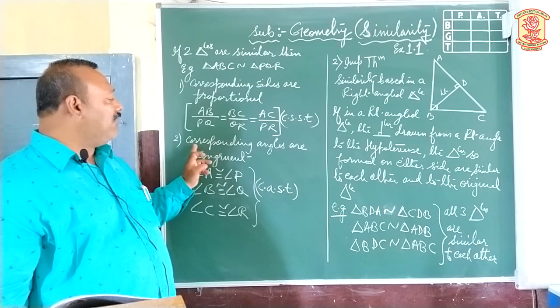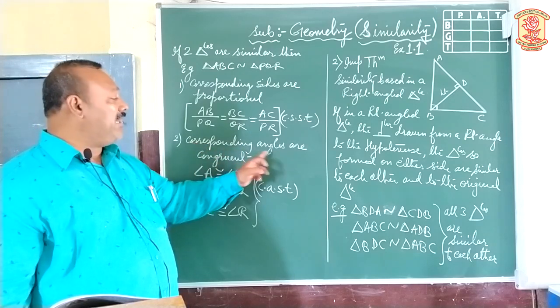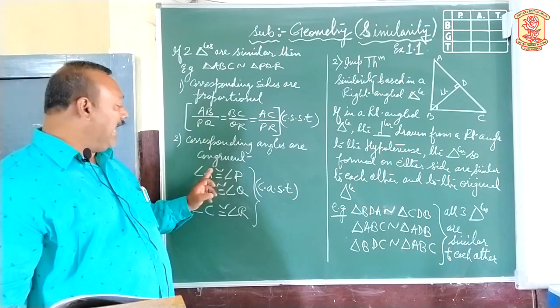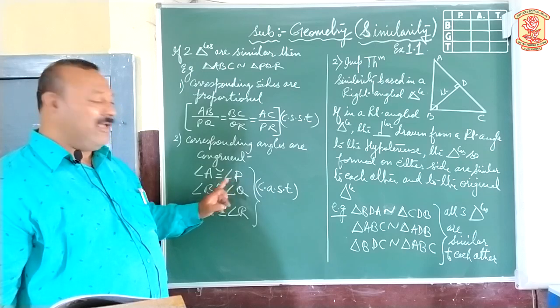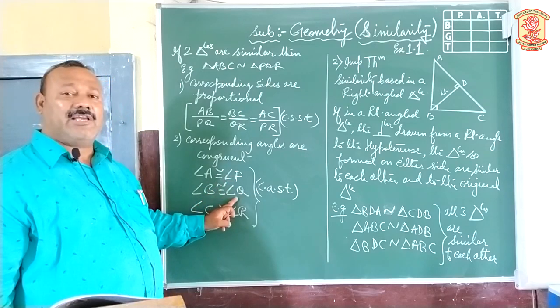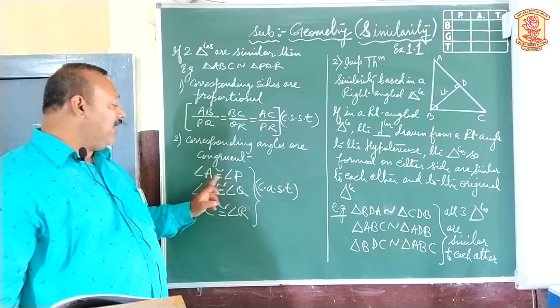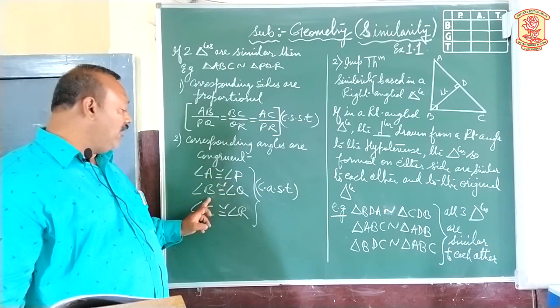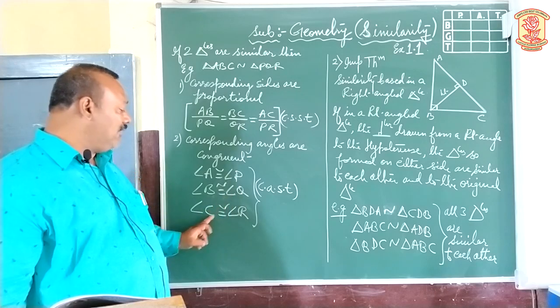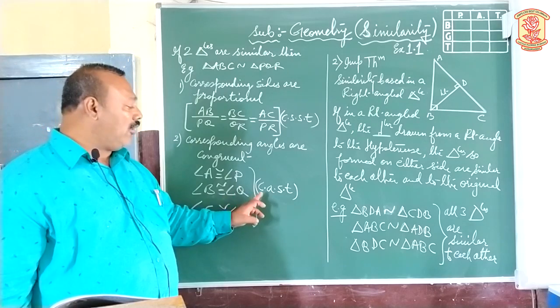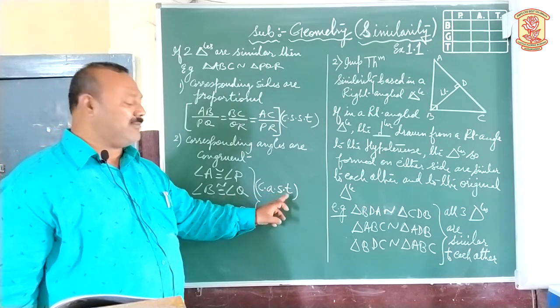Second, whenever two triangles are similar, corresponding angles are congruent. Angle A is congruent with angle P, angle B is congruent with angle Q, and angle C is congruent with angle R. These are called the corresponding angles of similar triangles.